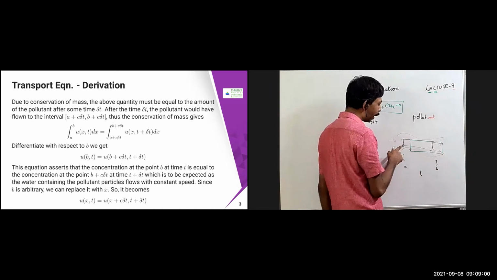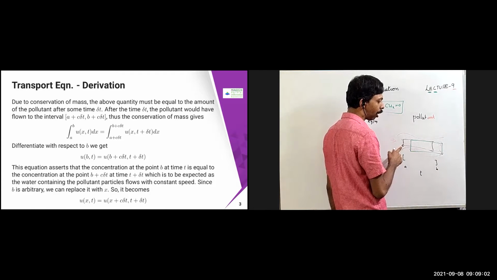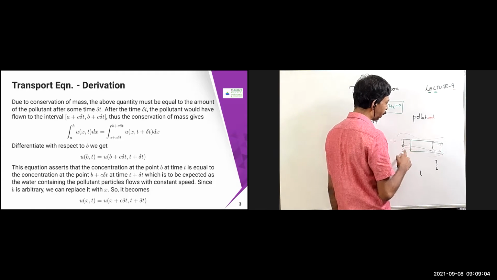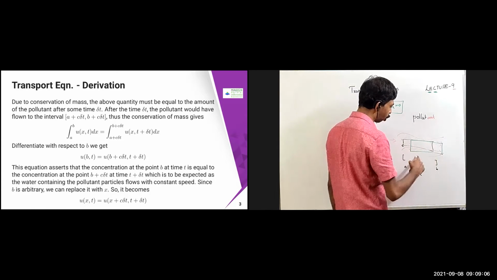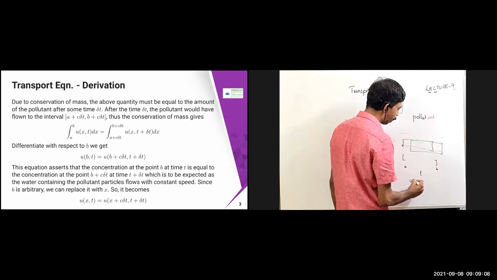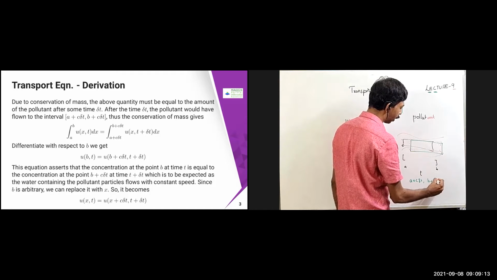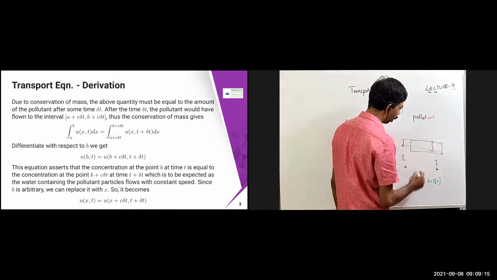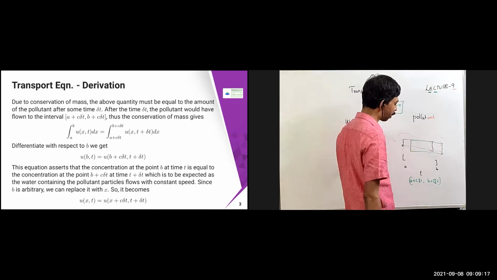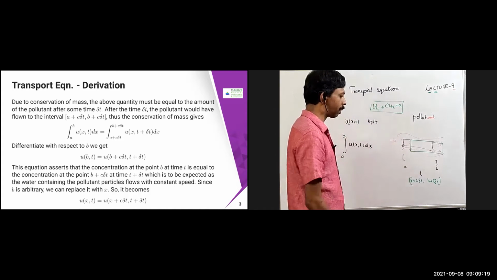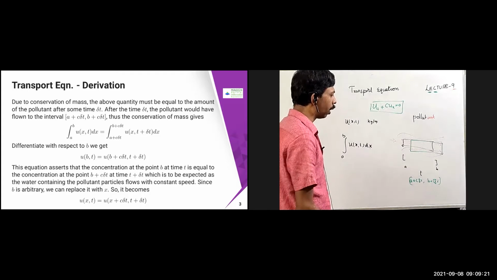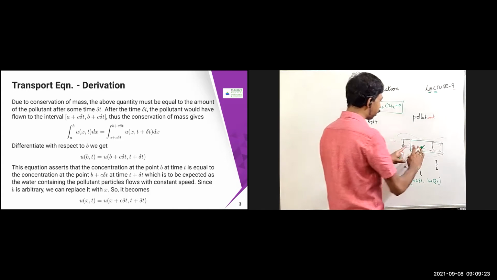Now this ant was moving with a constant speed c. Therefore, the displacement is going to become like this: the new interval is going to become a plus c delta t, b plus c delta t. That is going to be your new interval. This green color is going to be a plus c delta t, b plus c delta t. That is the new interval for that. So in this one, this is going to be conserved.